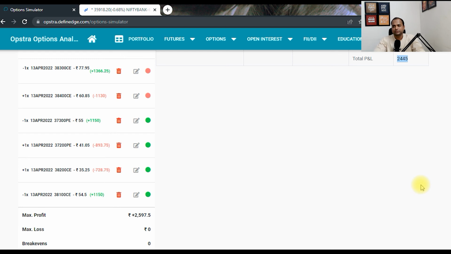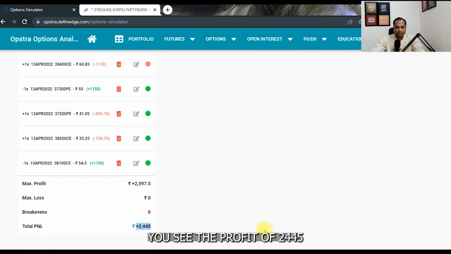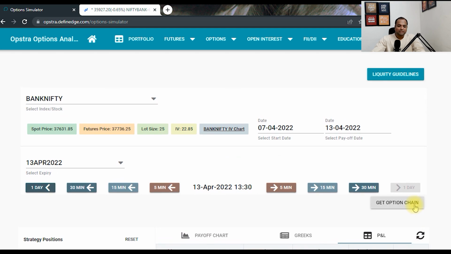How much is it? It's 5%. You see, the profit of 2,445 rupees on a capital of 45,000. Almost more than 5% returns in 1 week. What else do you want in life, right? So this is how you will execute this iron condor strategy on a weekly basis.